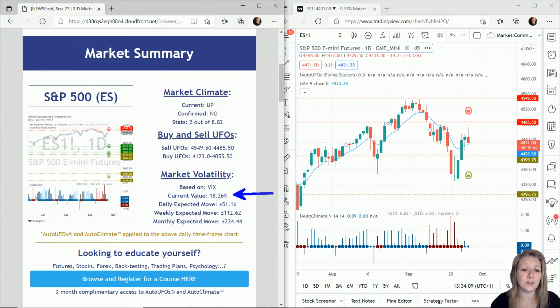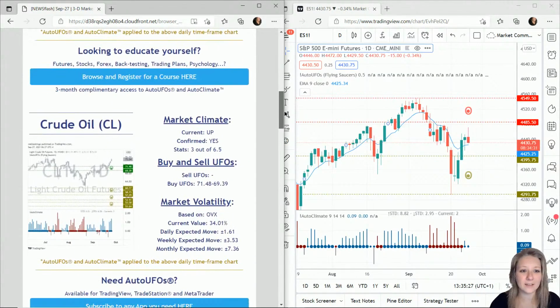Now in terms of volatility, we would expect that the S&P 500 would move up or down in 1 year of 18.96%. So that means in one day, up or down of 51.16 points. In a week would be 112.62 points. And in a month, 234.44 points. So that gives us an idea of how quickly we'd expect those markets to move in those given periods of time. Okay, so next market is crude oil.